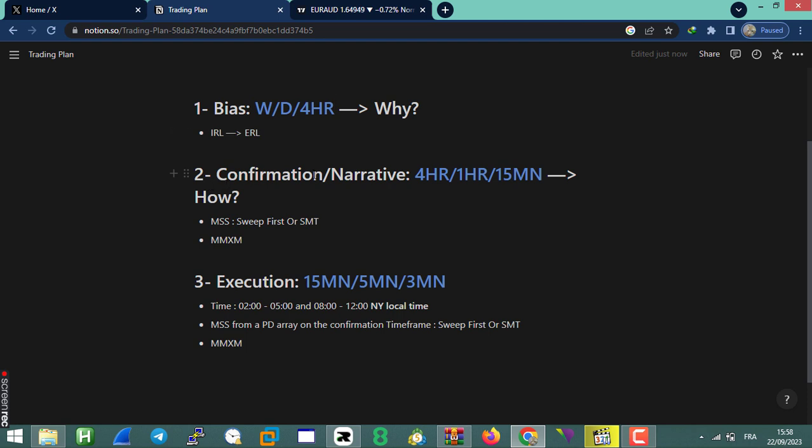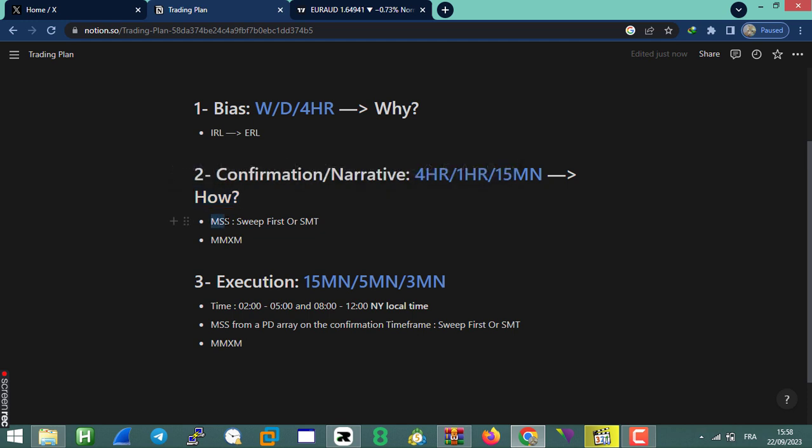step, which is the confirmation, and we're going to use the 4 hour, 1 hour, and 15 minute. If my bias is on the daily, then I like to use the 1 hour for confirmation, right? Just match these time frames: weekly 4 hour, daily 1 hour, 4 hour 15 minutes. So this is how we're going to reach external range liquidity.